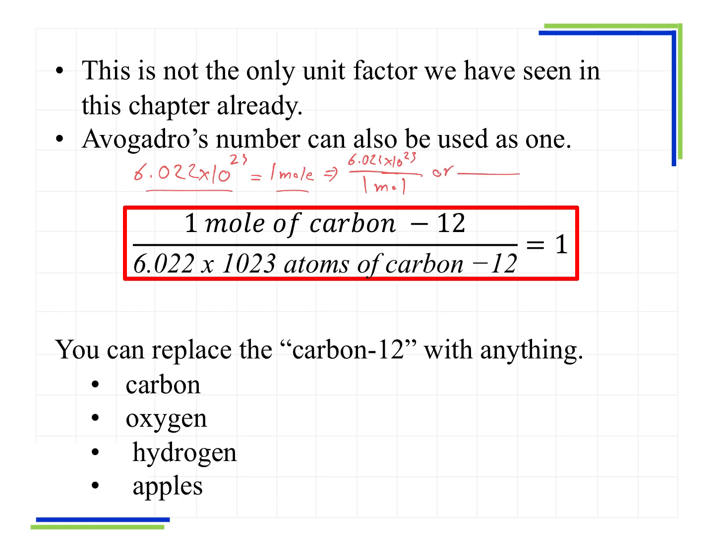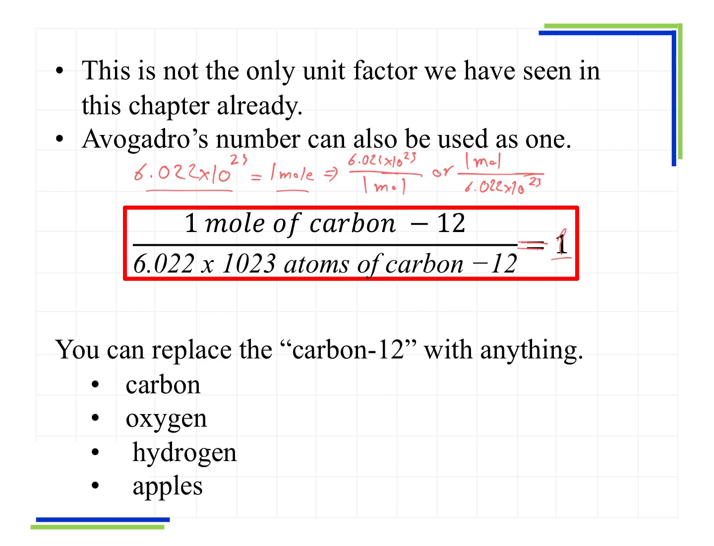Or 1 mole is Avogadro number, right? So I can also use that as a conversion factor. And I know that for these two, the ratio equals 1, right? So 1 mole of carbon 12 is Avogadro number of atoms of carbon 12.